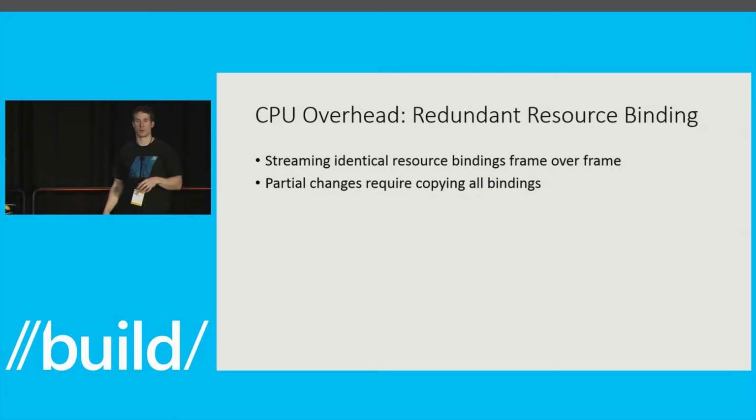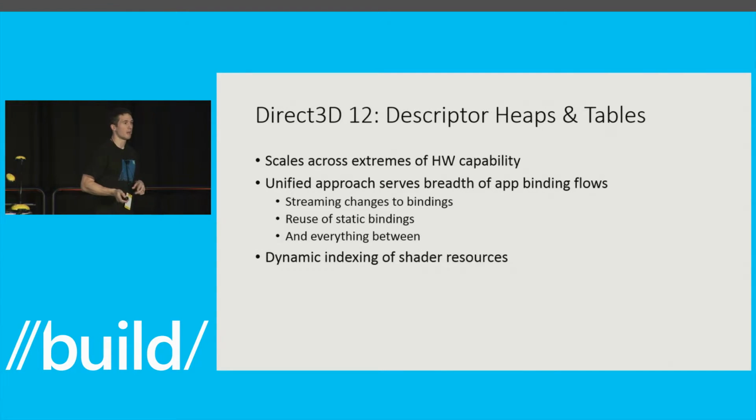Ideally, we would have a design that enables your application to do different frequencies of update and not pay the CPU cost for copying those bindings. So what we have in 12 is a solution we call descriptor heaps and tables. You might have heard of something called bindless rendering. This is a take on bindless rendering, but this API design scales across the extremes of hardware that D3D12 supports: everything from the smallest SoCs on phones doing feature level 9.3, all the way up to the largest desktop GPUs that are fully 11.2 capable and beyond.